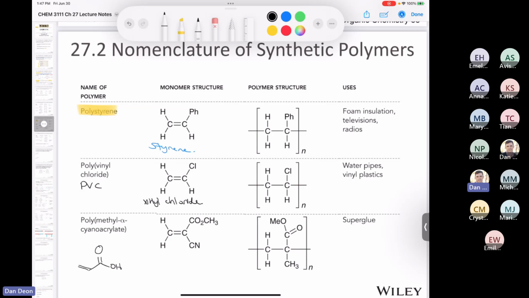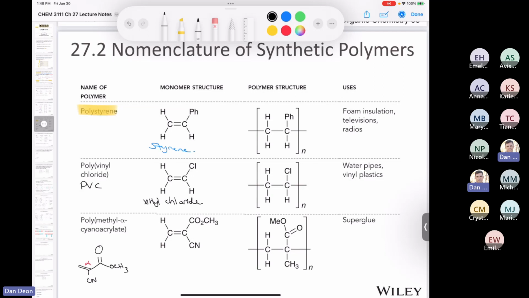So if you converted it from a carboxylic acid into a methyl ester, then you'd call it methyl acrylate. And then, of course, this is the alpha carbon right here. So if you put a cyano group on it, you call it methyl alpha cyanoacrylate. So hopefully that name makes sense to you now. But polymethyl alpha cyanoacrylate, that polymer is actually superglue.